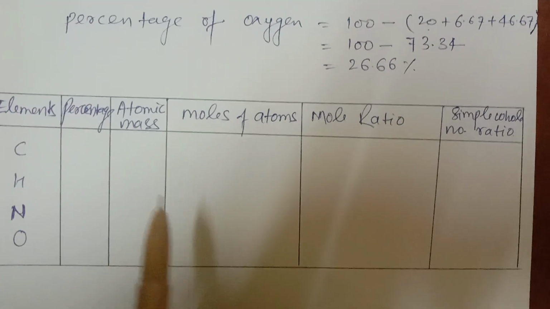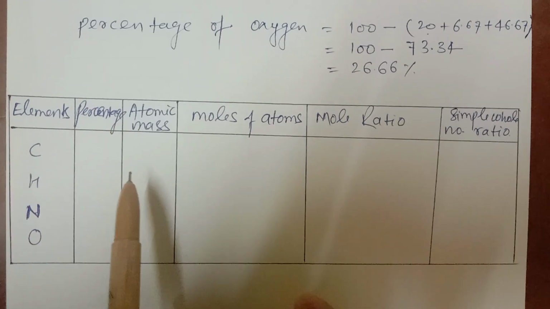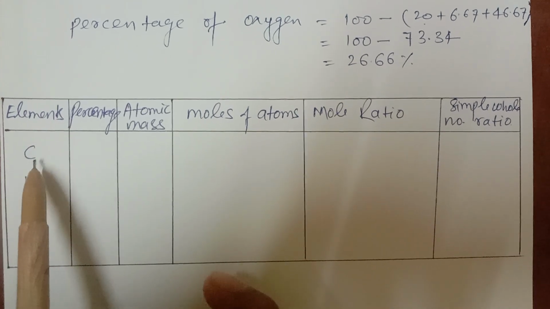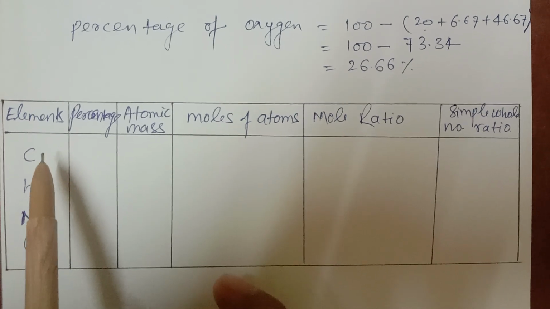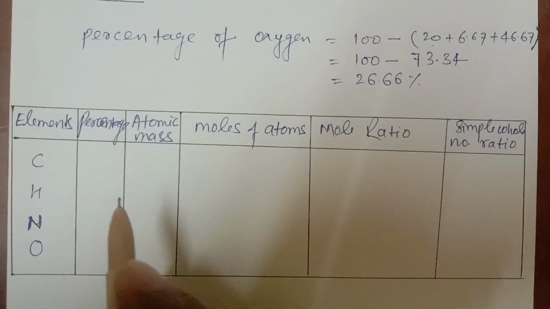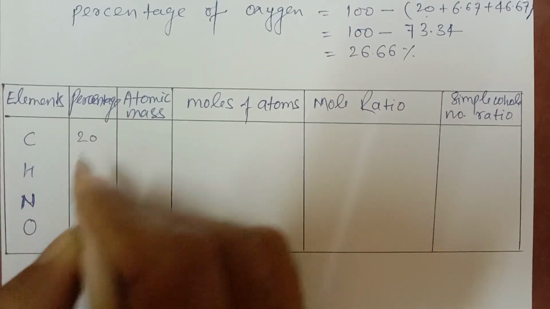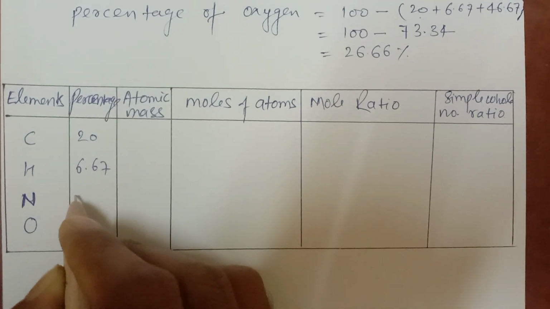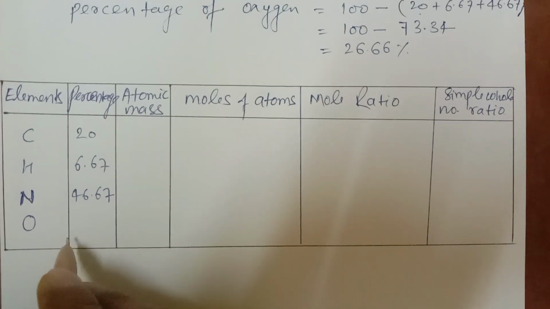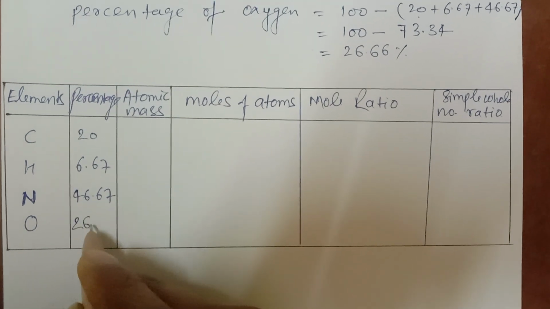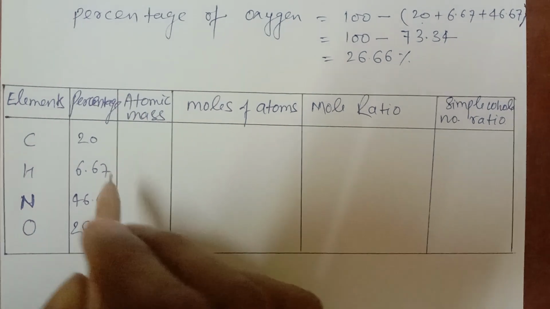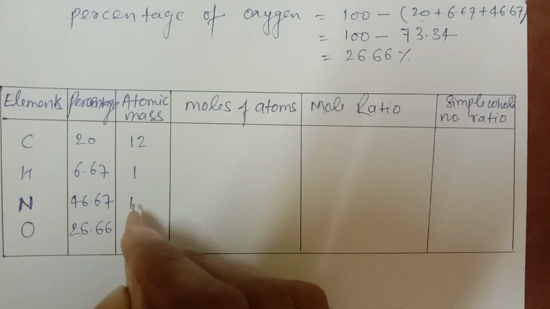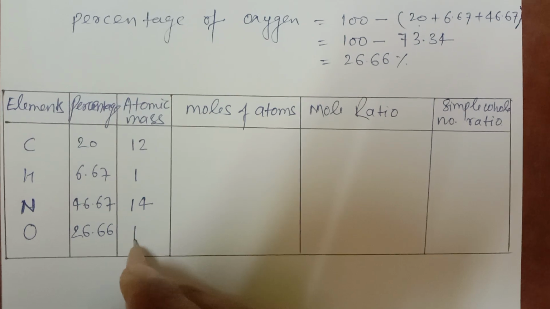For calculation of the empirical formula or molecular formula, we need to use this table. It consists of 6 columns. First, write the elements present in this compound: carbon, hydrogen, nitrogen, oxygen. The percentage of carbon is 20%, hydrogen 6.67%, nitrogen 46.67%, and oxygen 26.66%. Now we write the atomic masses: carbon 12, hydrogen 1, nitrogen 14, and oxygen 16.